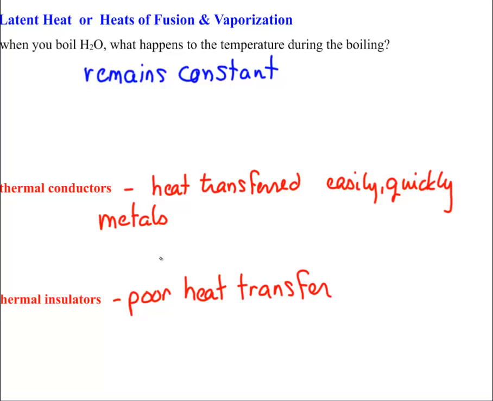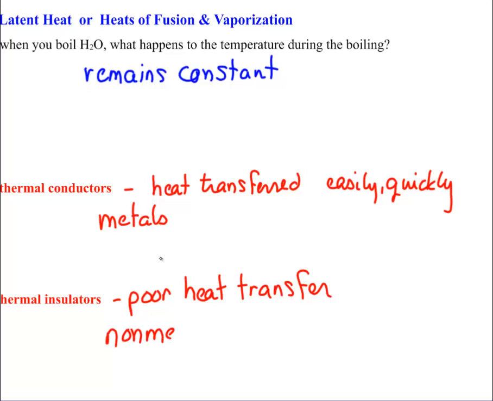That's why cooking utensils used to be, and still in some cases are, made of metal. You put something metal on a burner, it will transfer the heat to whatever you're cooking quickly and easily. If you want to keep something hot, you don't want to put it in a metal container because the heat will go from the substance to the container very easily, and from the container to the surroundings, usually the air, pretty easily. So you put it into something that's a poor heat transfer material, or a thermal insulator.